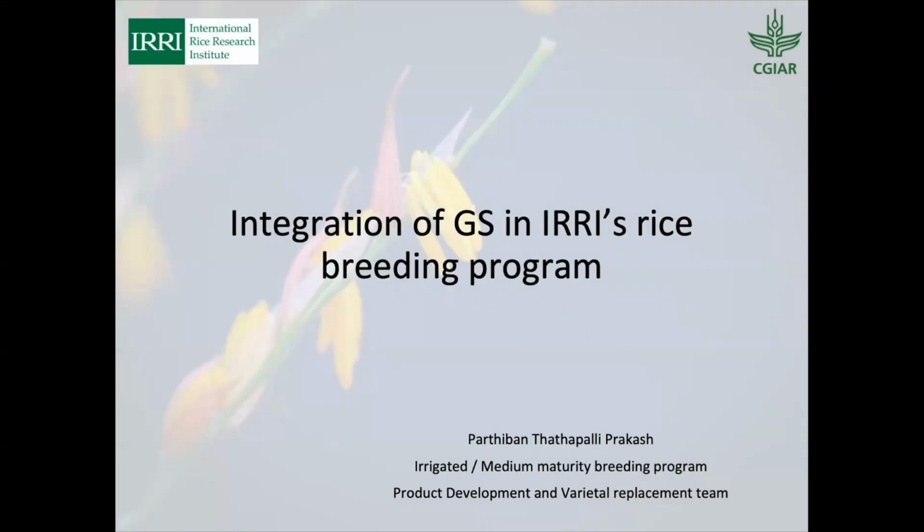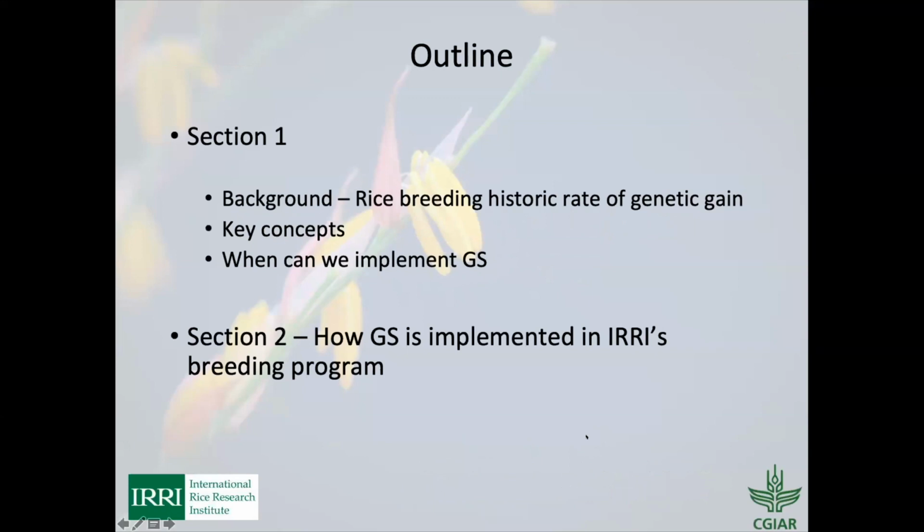I'll just get started with this. So we'll talk mostly about the IRRI's program, as I mentioned earlier. I've divided my talk into two sections. In section one, I'll give a very brief background and something about key concepts and when we can start implementing GS in a breeding program.